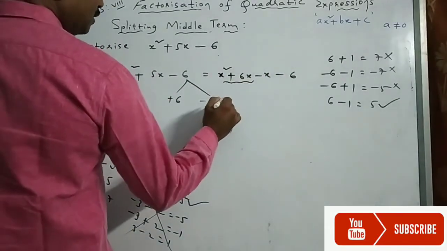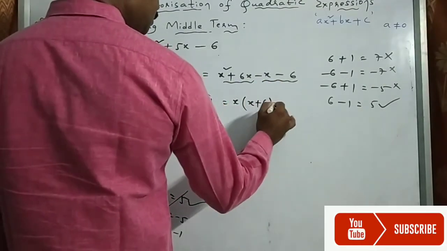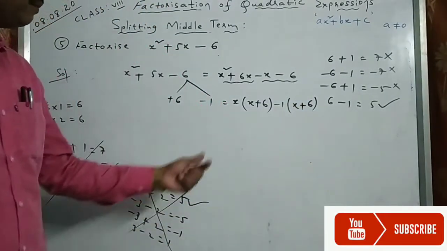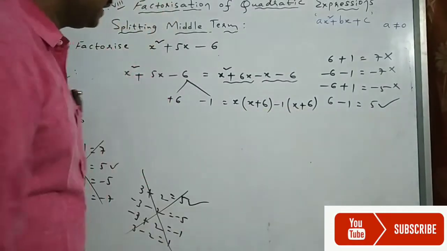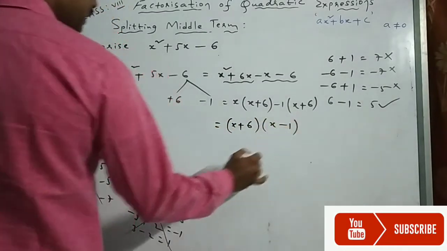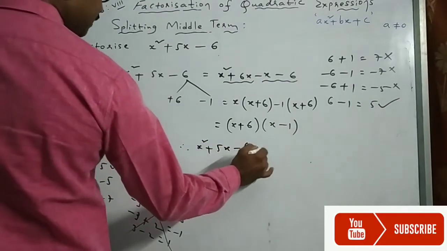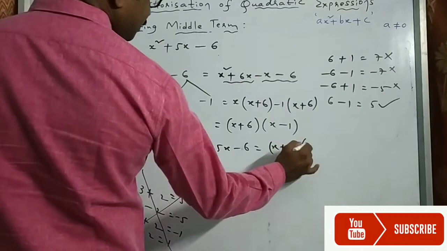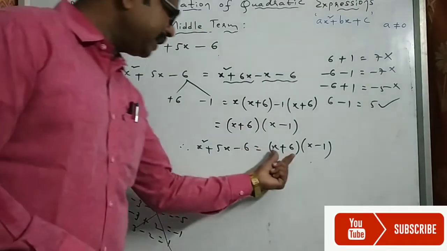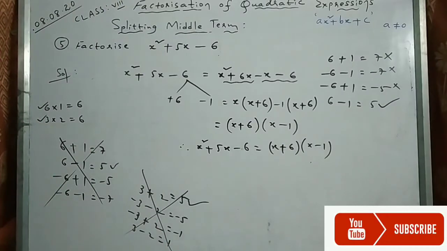So in these 2 what is common? x common: x plus 6. In these 2 what is common? Minus 1 common: x, minus into minus plus 6. Always remember that whatever you get here, the same will repeat there. So fully what is common now? x plus 6 into x minus 1. Therefore, x square plus 5x minus 6 equals x plus 6 into x minus 1. Both are the factors of the given expression. If you multiply these two, we will get again the given expression. That is why it is called factorization.